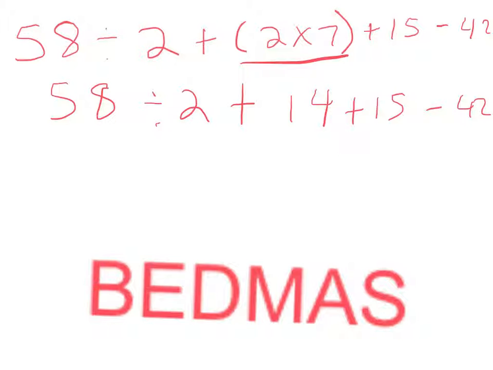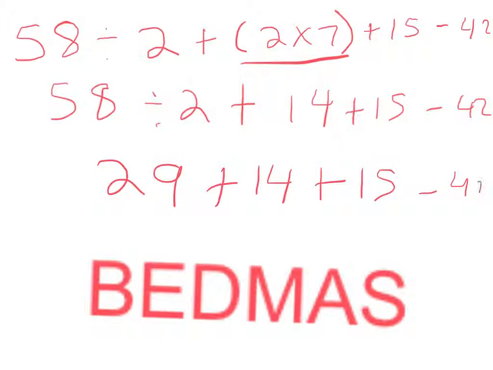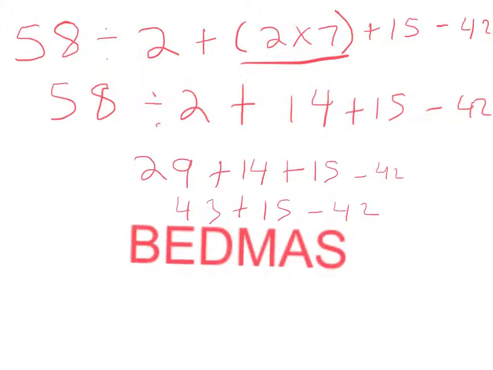Now I'll do the division. Right? Because division comes before all the addition and subtraction. There's no multiplication here. So like I said before, half of 58, of course, is 29, plus 14, plus 15, minus 42. So 29 plus 14, the way I do that in my head very quickly is I say 30 plus 14 is 44, so 29 plus 14 must be 43. 43 plus 15 minus 42. And let me just shrink this a little bit. I'll finish it down here.